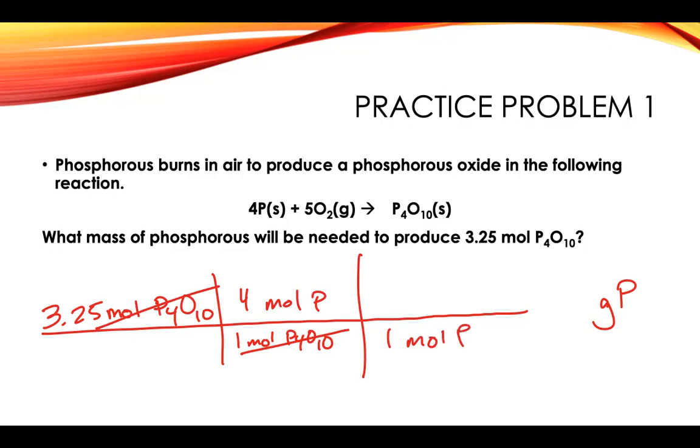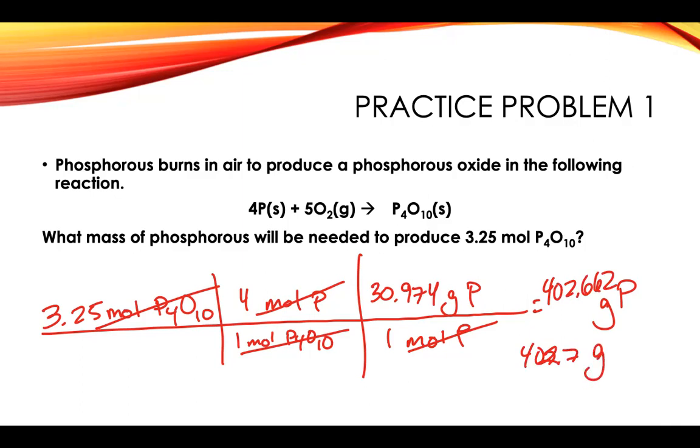So 1 mole of P, looking at my periodic table, it is 30.974 grams of P. Cut P. And now I use my calculator. 3.25 times 4 times 30.974 equals 402.662. You could do 402.7, I suppose, grams. So everything is cut except for the unit that they're asking you to find. Yeah, 403, even rounded even more.